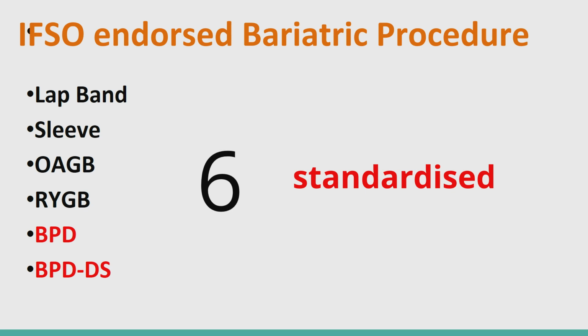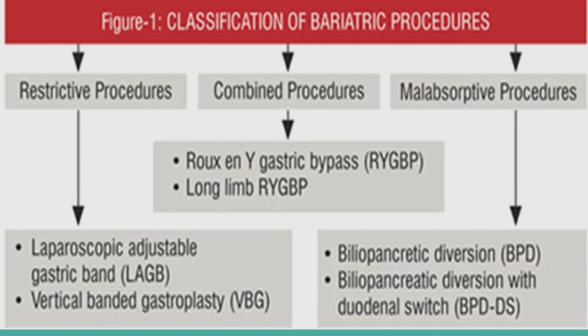But only 6 procedures have been properly standardized and studied and have evidence: laparoscopic band surgery, sleeve gastrectomy, one anastomosis gastric bypass, Roux-en-Y gastric bypass, biliopancreatic diversion or BPD, and duodenal switch operations. The first 4 procedures are most commonly used, and the latter 2 are in a developing phase and are not being done in large numbers. These 4 procedures account for more than 90% of the procedures.